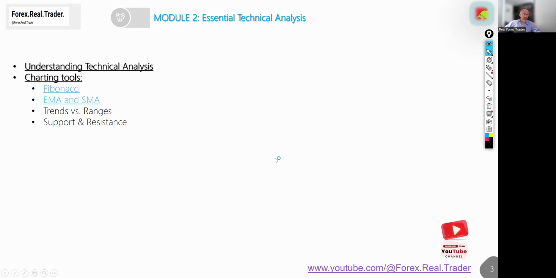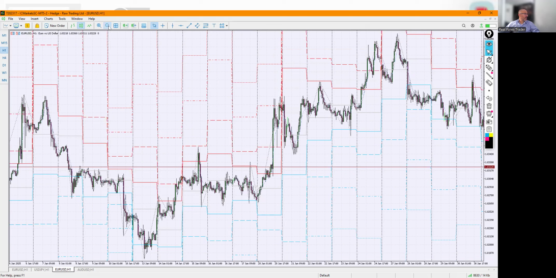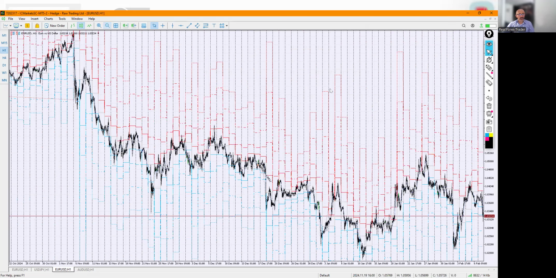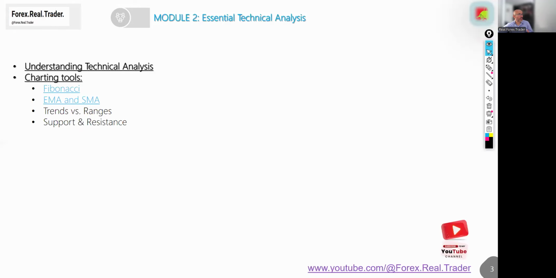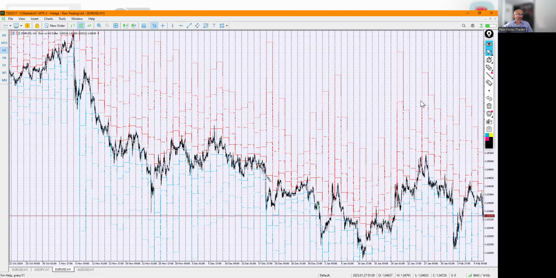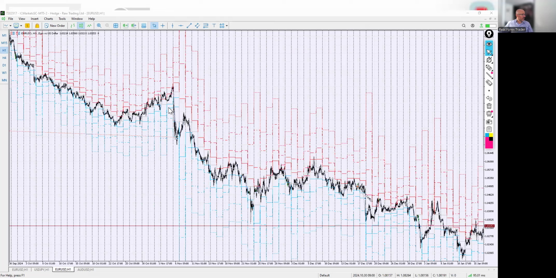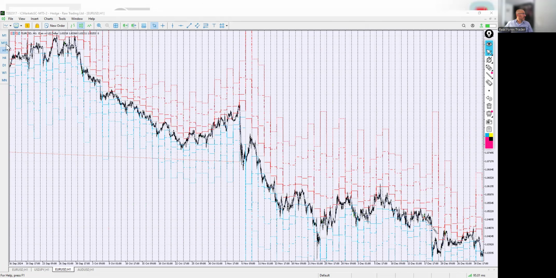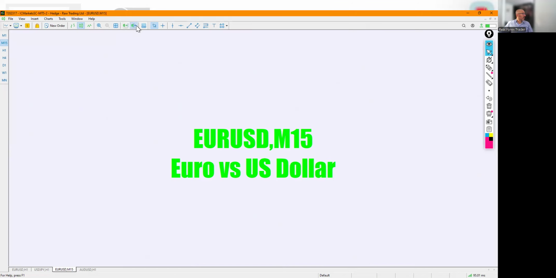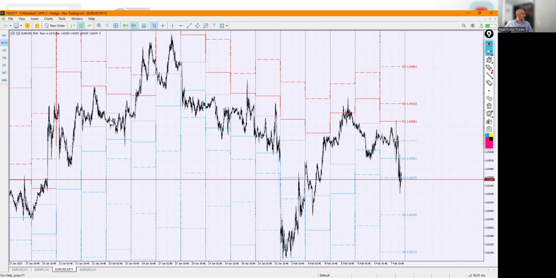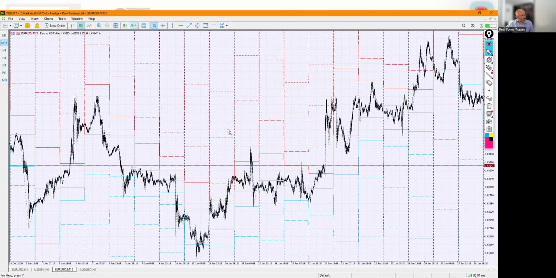Trends and ranges, okay? What are the trends and the ranges? Basically, the market has two movements, right? Two clear movements in which we mostly operate. One of them is when the market comes down, right? Here, let's see. For example, here.